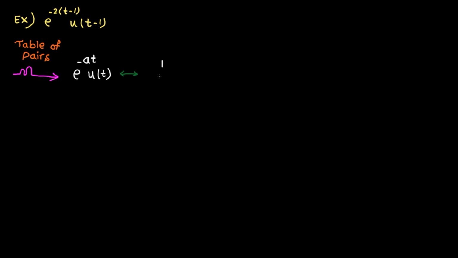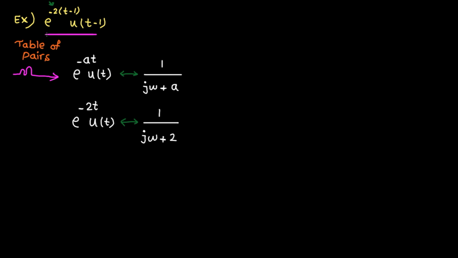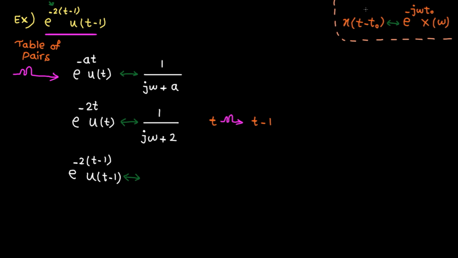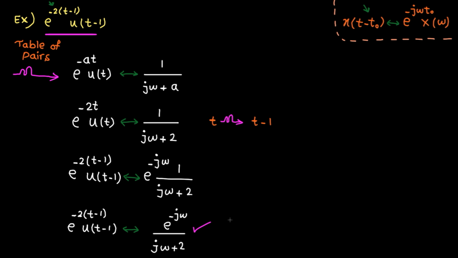Next example. Find the Fourier transform of this signal. As we learned in the last lecture, the Fourier transform of this signal, where a is constant, is 1 over j omega plus a. In this example, a is 2, so here's the Fourier transform. Now to create this signal, we just need to shift the time by 1 unit, i.e. we need to replace t by t minus 1. Now we need to use the time shifting property where t0 is 1. Here we go. Let me write it in a neat form. Done.